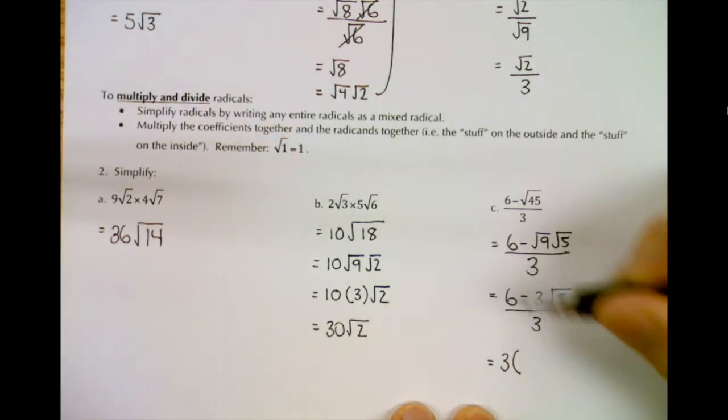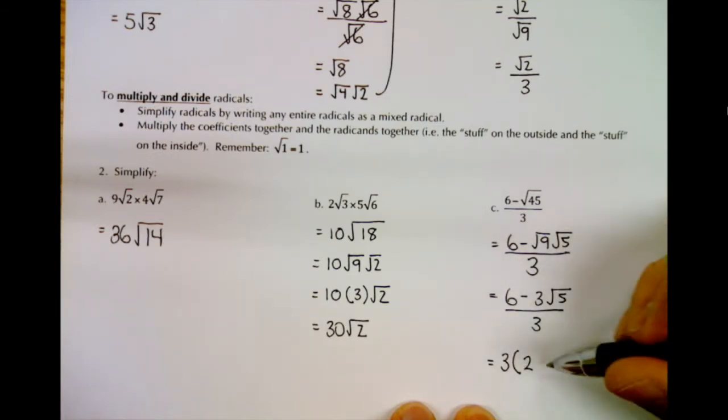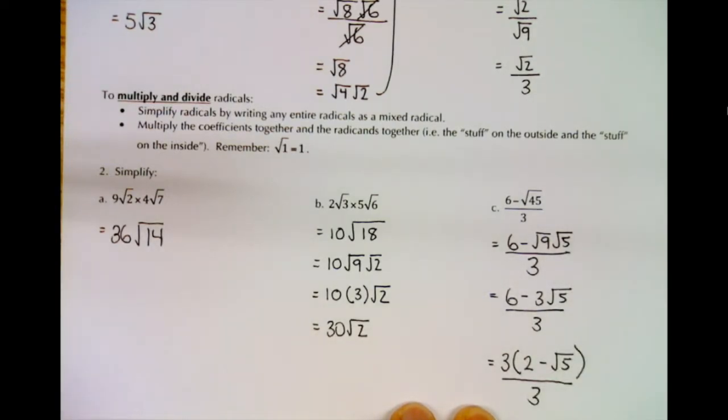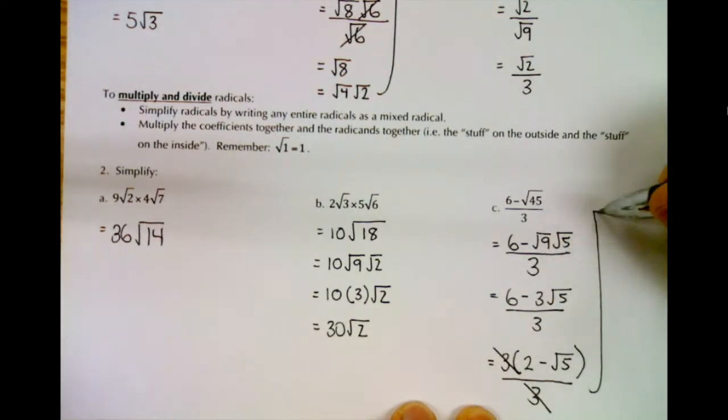3 from 6 would leave us with 2. 3 from negative 3 root 5 would leave us with negative root 5. And on the bottom we have a 3. Now we have a factor that's common on top and bottom, 3 and 3. So we can divide it away. There's my answer up here. And we're left with 2 minus root 5.